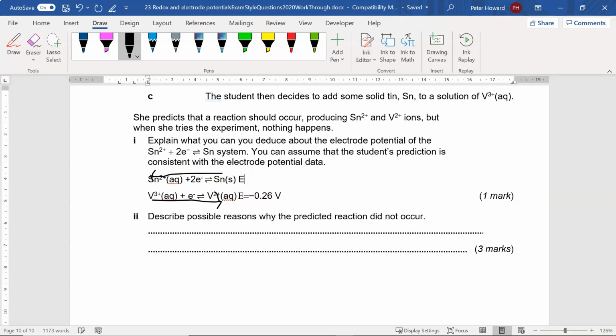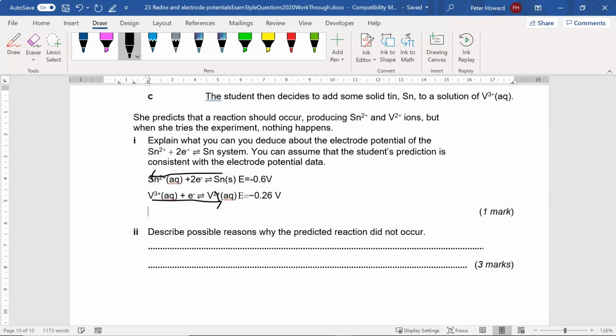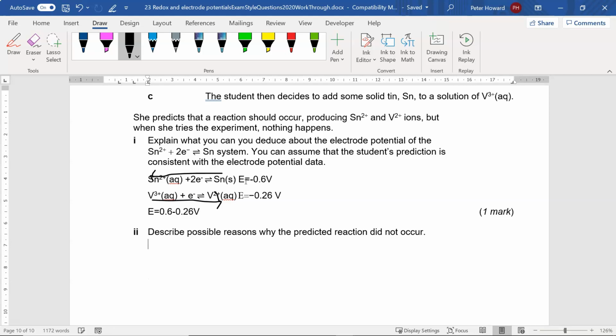So if we just did pretend values of, for example, -0.6 volts, when we would combine the two equations, we would do E equals, well, the more negative one is swapped around, so it would be 0.6 minus 0.26 volts. But unfortunately this reaction didn't occur, so why would this be? Again, we've got to remember what standard conditions are, so maybe the concentration of ions may not be 1 mole per dm^3, which is quite likely in most cases.